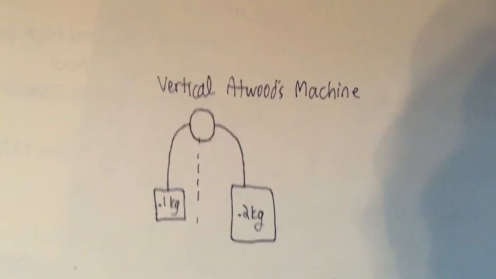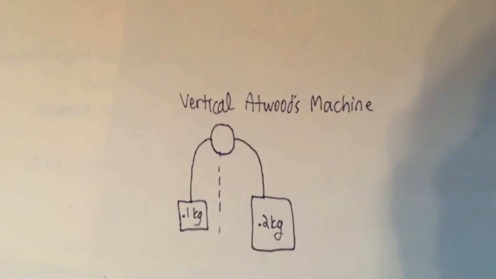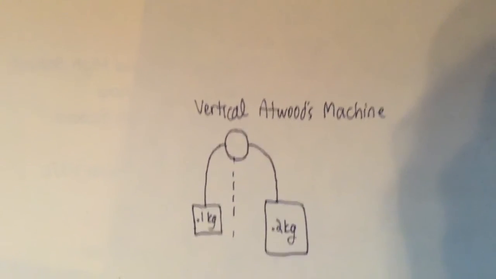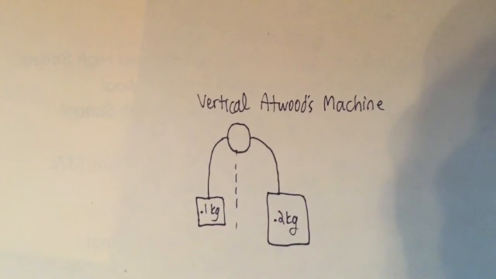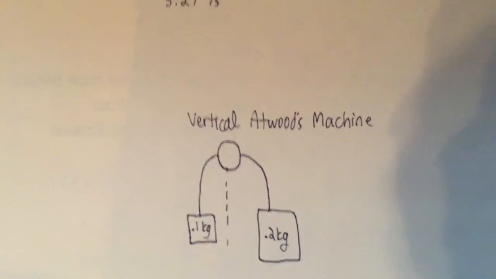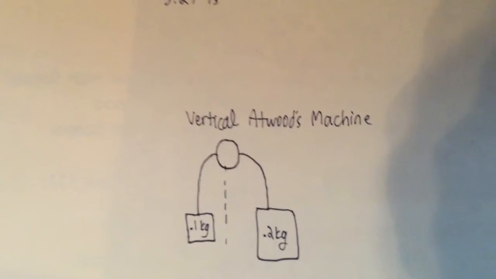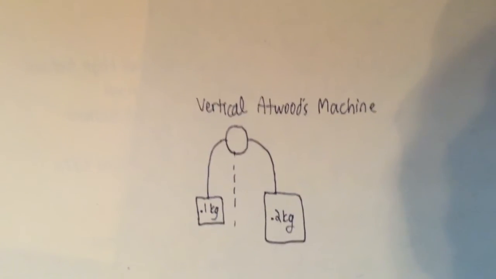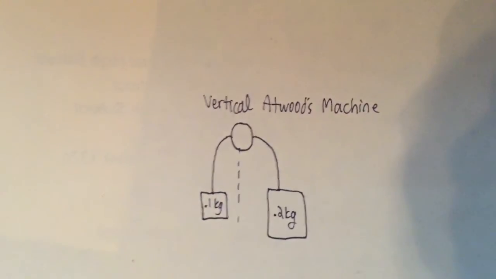That's sick, but why? Our setup is essentially a general vertical Atwood's machine with a 1.1 kilogram mass on the left and a 0.2 kilogram mass on the right. And we're going to measure the tension in the string and the acceleration of the system. This applies to Newton's first law, as there will be constant acceleration throughout the entire motion of the system because of the forces acting on each of the objects.